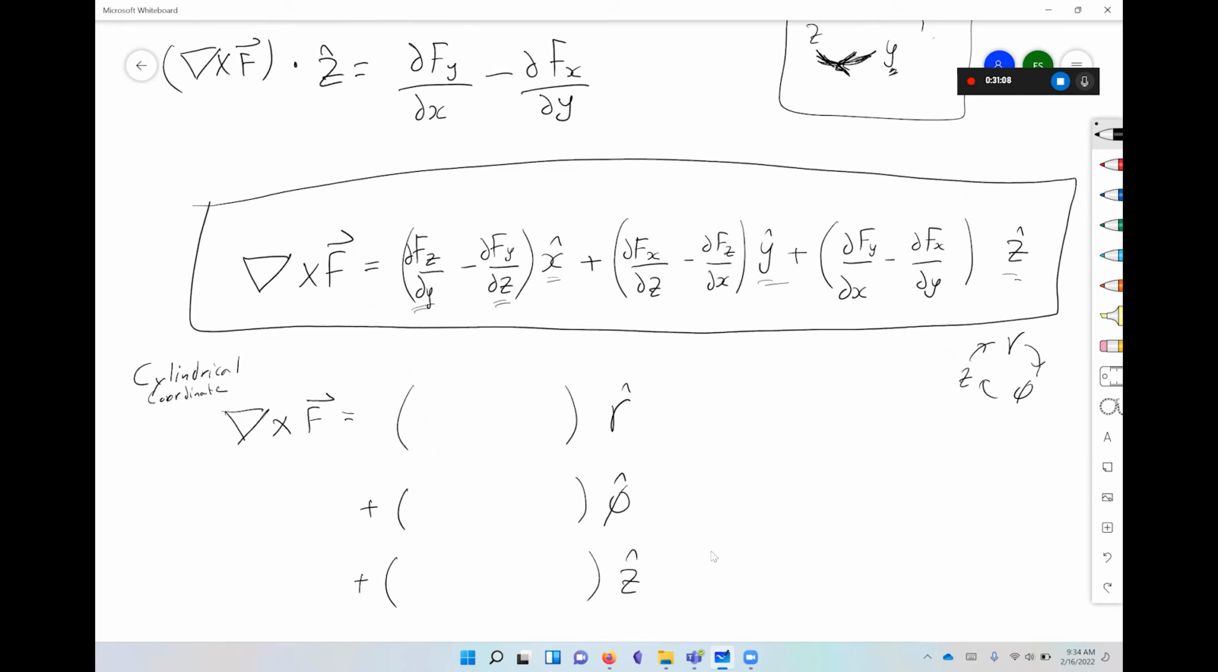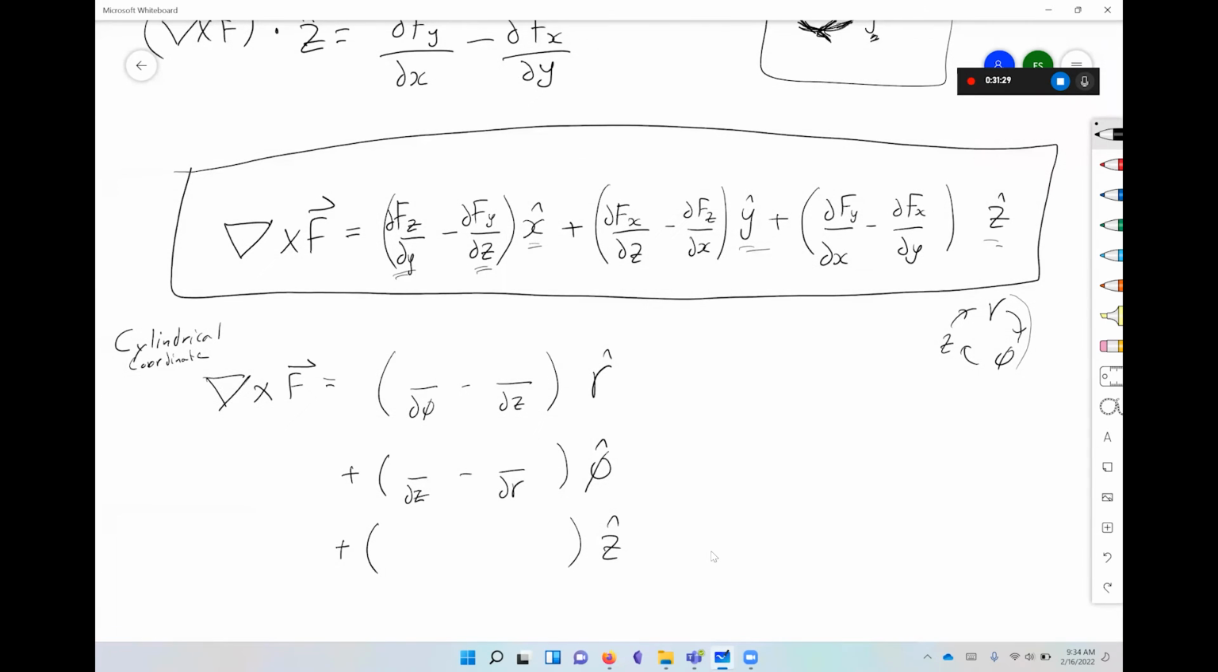And then I could write down the partial derivatives. What comes after R? Phi and Z. So I put in here delta phi, delta Z minus. Let me do the other ones. What happens after phi? Z and R. So there's a delta Z and then minus something over delta R. What happens after the Z? R and phi. So there's something over delta R minus something over delta phi. So that's good.